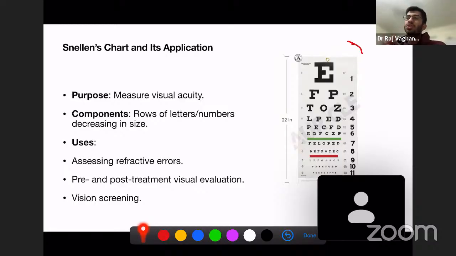Okay, so in the vision screening part, the Snellen's chart plays an important role, or rather, it is the only thing that checks your vision, because it checks your visual acuity. So this is about the Snellen's chart.